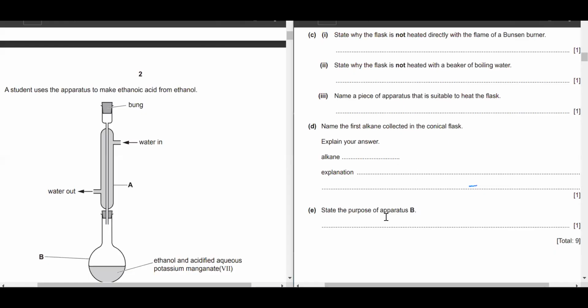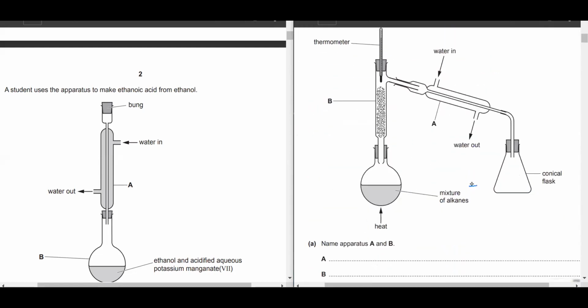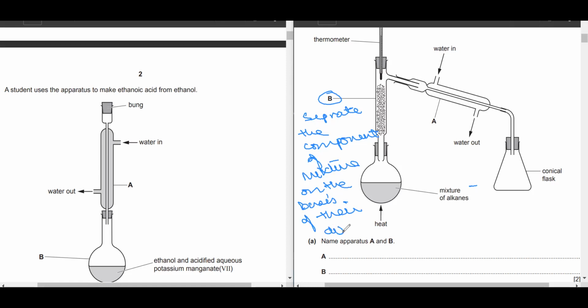And the last part is asking to state the purpose of apparatus B. So let's see what apparatus B is. Apparatus B is basically your fractionating column. So what is the purpose of apparatus B? The purpose is to separate the components of the mixture on the basis of their different boiling points. So that's basically the principle of the fractionating column.